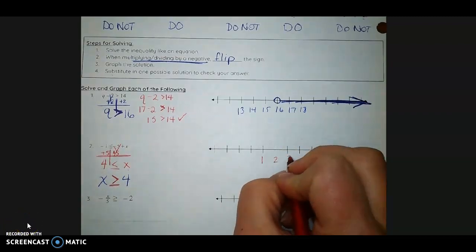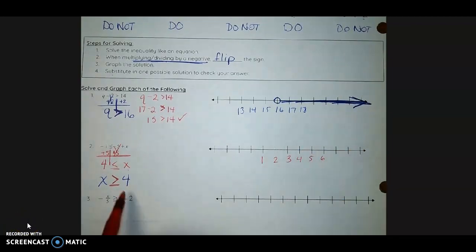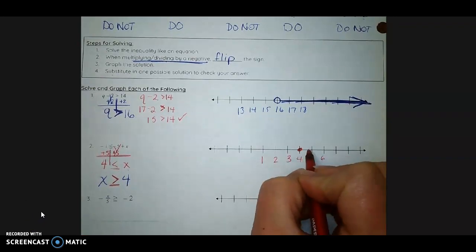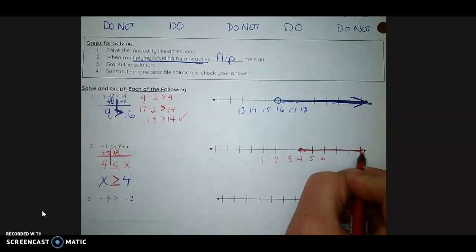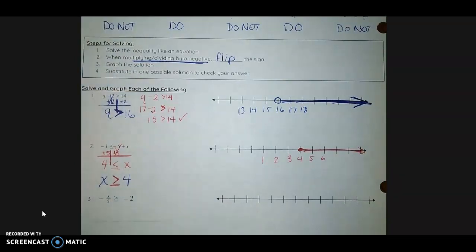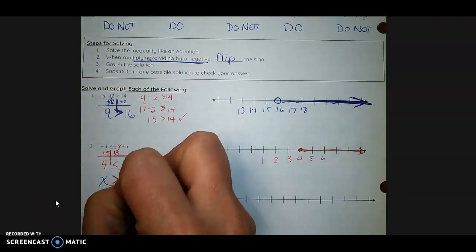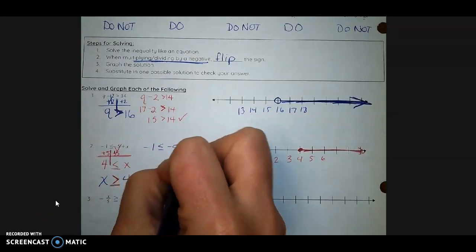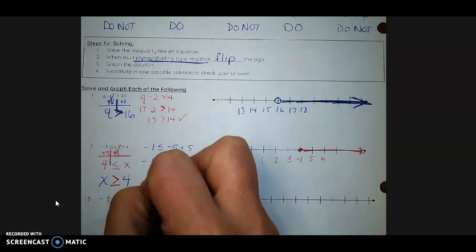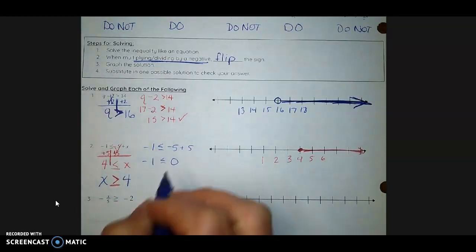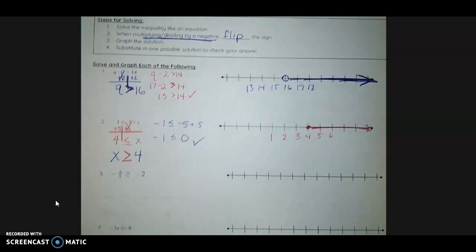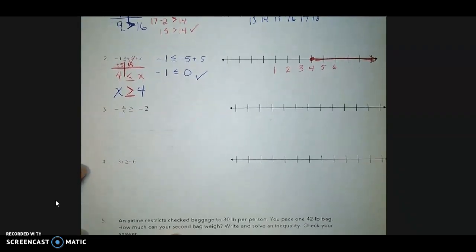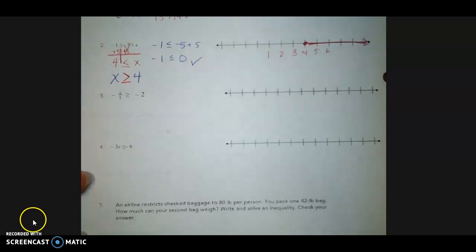So 1, 2, 3, 4, 5, 6. I'm going to go to the 4. Now it's a greater than or equal to, so I'm going to fill that in. And it is pointing that way. So any answers greater should work. So if I put a 5 in, so -1, I would get -1 is less than or equal to 0, and that is a true statement, so it must be the right answer. I'm running out of tape time to do all of these, so I'm going to pause it and do them, and then I'll let you put it back on and look at the answers.